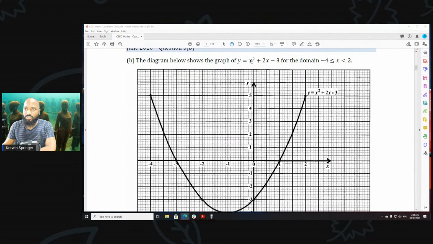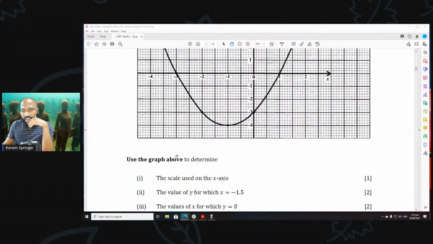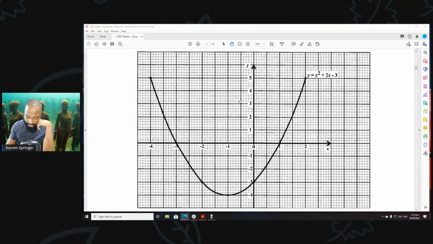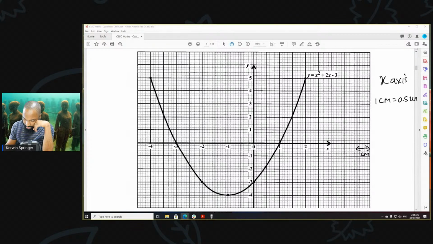The diagram below shows the graph of y equals x squared plus 2x minus 3 for the domain. Cool. Use the graph above to determine the scale used on the x-axis. Wow, that's a strange question. The scale used on the x-axis. Fine. So if we have to determine the scale used on the x-axis, if this is 1 centimeter for the x-axis, 1 centimeter is equal to 0.5 units. You all agree? That's how you do it.